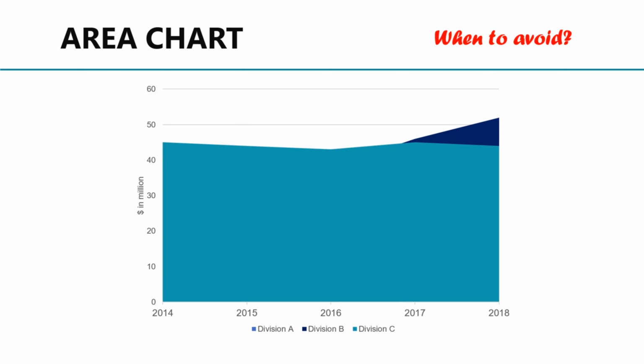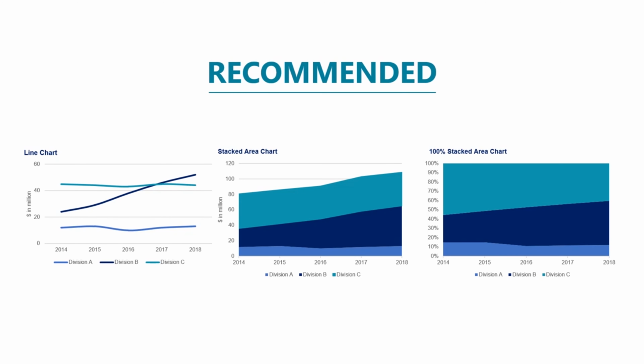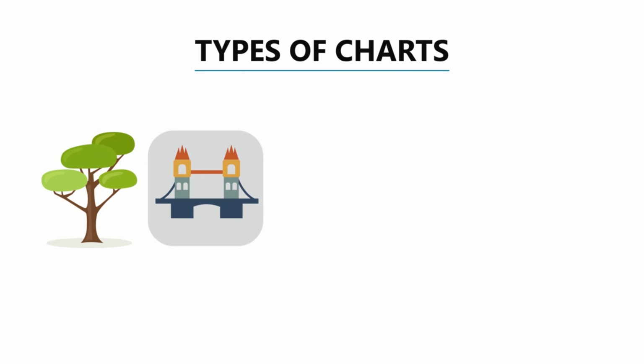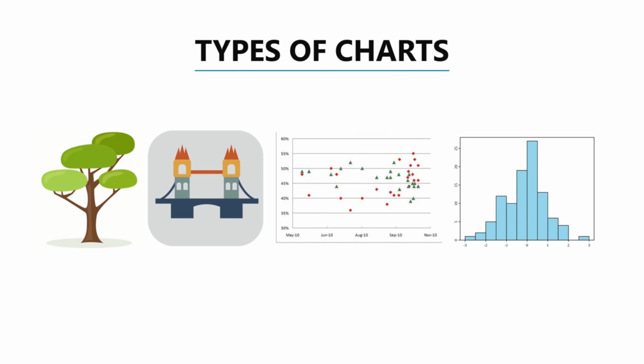I know, a nightmare. So, to recap, line and area charts function in a strange symbiosis between each other. It is recommended to use the line chart, stacked area chart, and 100% stacked area chart. We should avoid using area chart, stacked line chart, and 100% line chart. Okay, great! We are doing really well. Let's make a short pause here, and in our next video, we will discuss tree map, bridge, scatter, and histogram charts. Make sure you don't miss it because it is a great one.